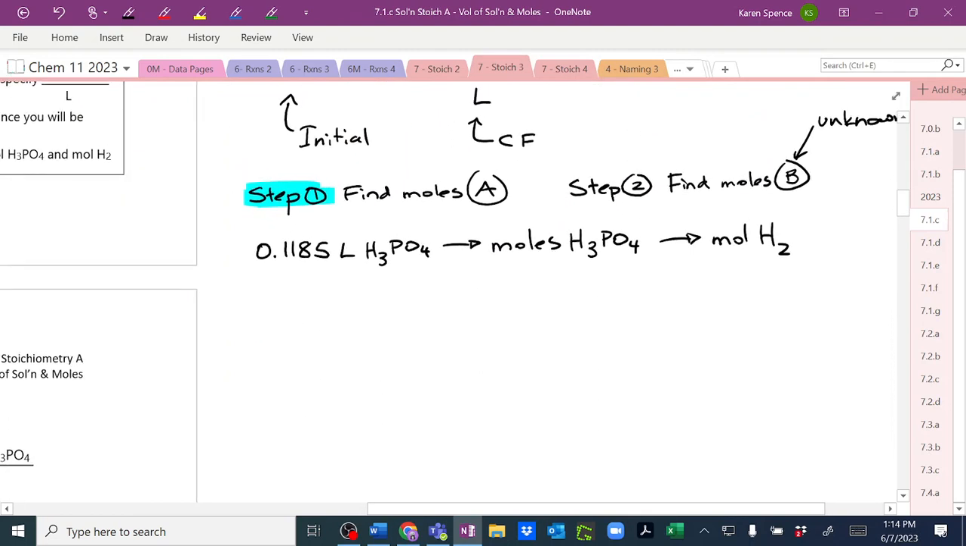So here we are, ready to go. This is our little map. And we're going to start with 0.1185 liters of H3PO4. And we want to cancel those liters of H3PO4 and find the moles of H3PO4.